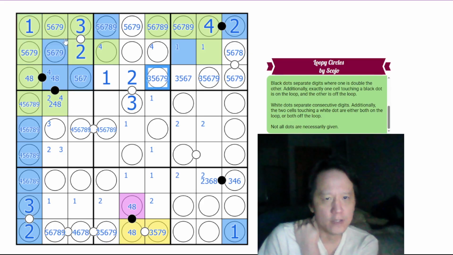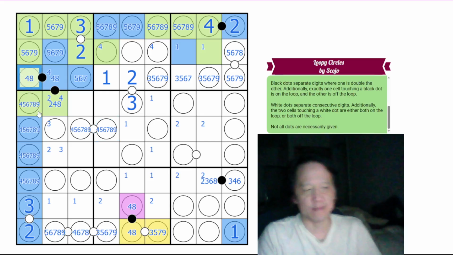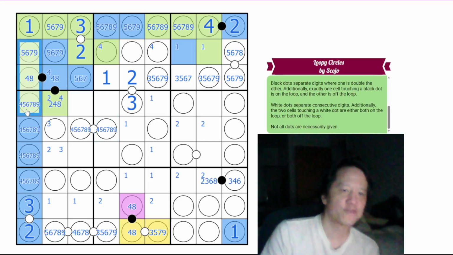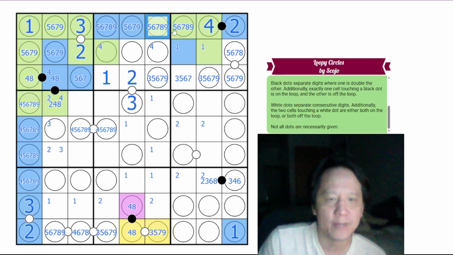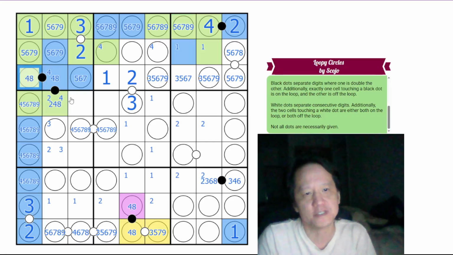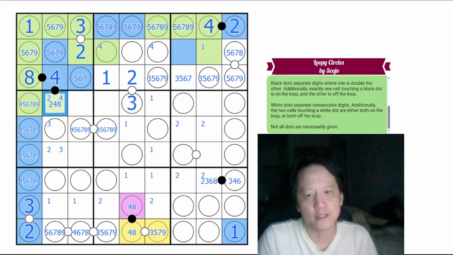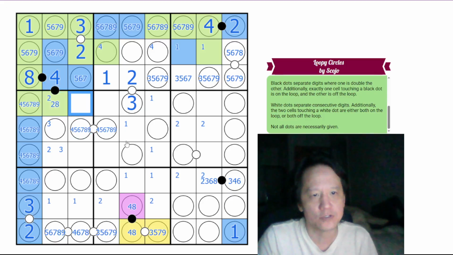Okay. So this has 2 digits from 5 through 9 not on the loop, and this is 3 digits from 5 through 9 on the loop. So this must be off the loop. That means this cannot be 4 here, because we have 3 digits in this column which are on the loop, but it must be from 5 through 9. So this has to be not 4. This is 8, which makes this 4, and then this can't be 4 here. This is 2 or 8.